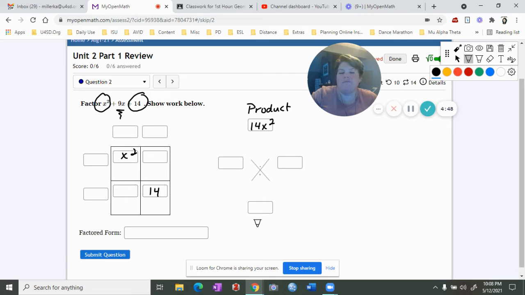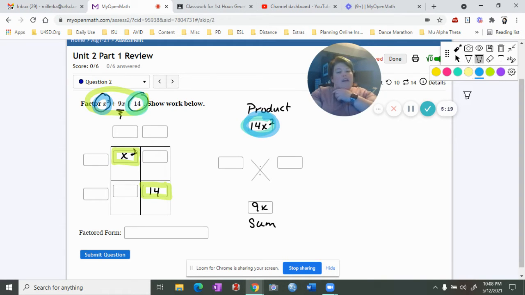My middle term is the sum. That's going to come down here. So just from the original, we are able to fill in the first term and the last term. I multiply them to get my product. Okay. And I need to figure out from the product what adds to 9x but multiplies to that 14x squared.